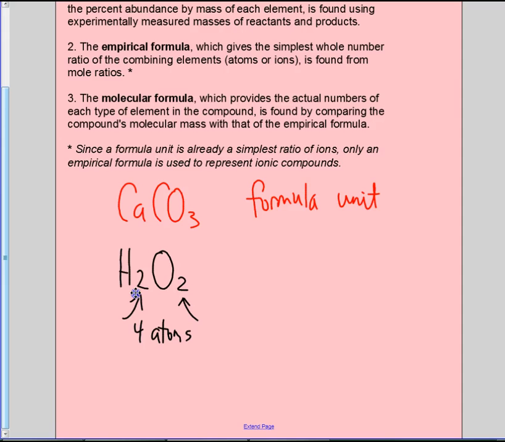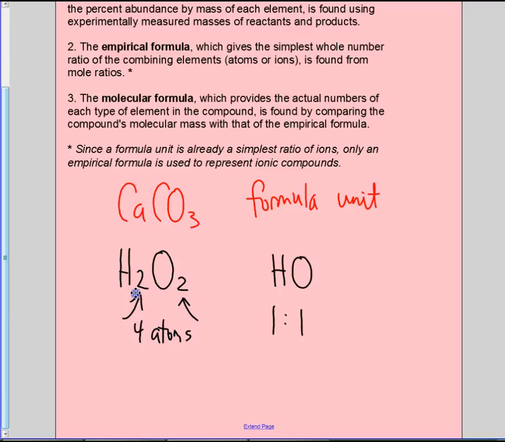The empirical formula of that compound would be the lowest ratio of atoms, HO. It doesn't represent the actual particle, it represents the lowest ratio in that there is one hydrogen for every one oxygen. An empirical formula is a useful formula in that it does give us that ratio of elements, but it's not as useful as the molecular formula because it doesn't actually describe the number of particles in a unit.